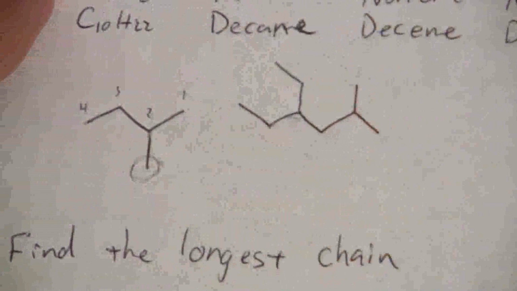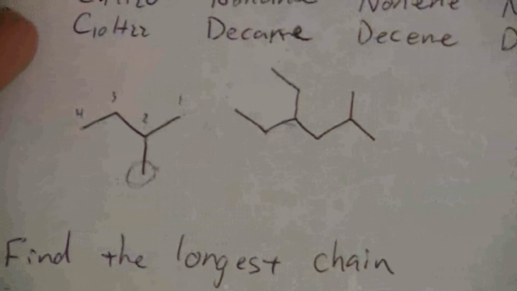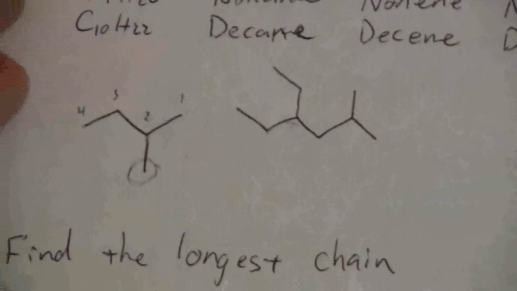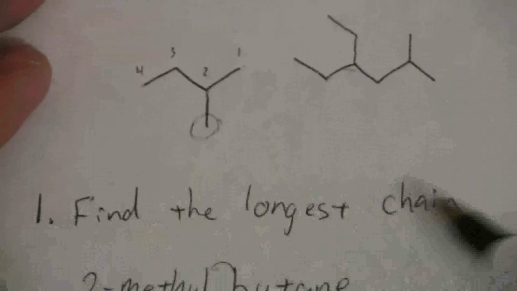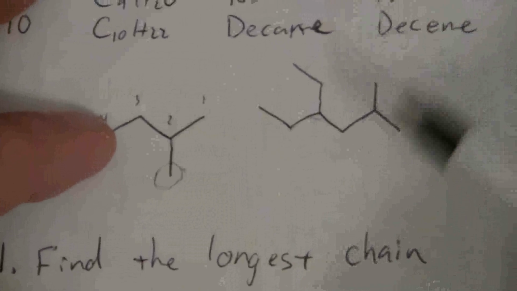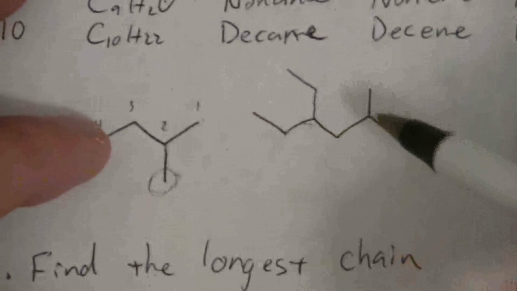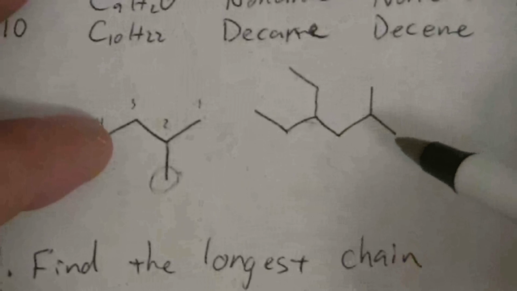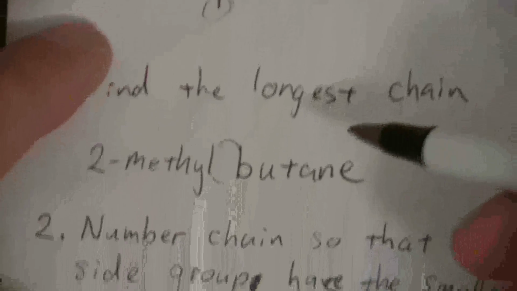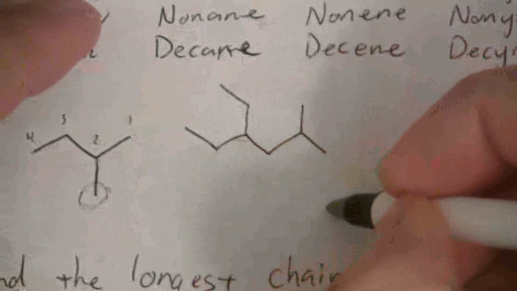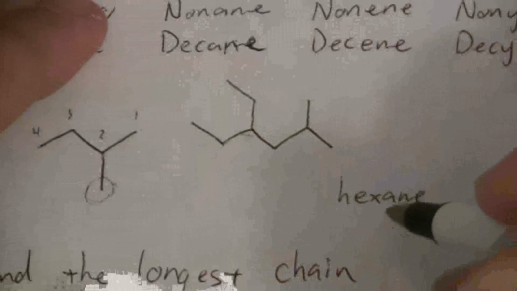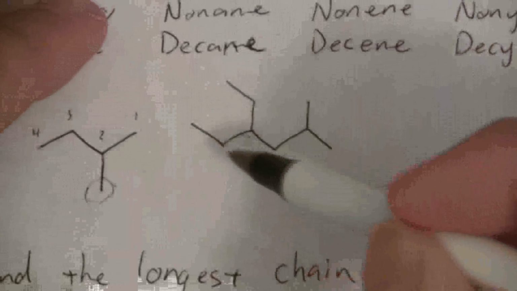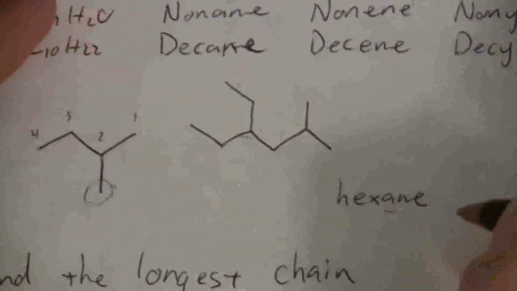Okay, let's say I have a molecule like this. What's the name of this? First, I find the longest chain. So 1, 2, 3, 4, 5, 6. That's going to be a hexane. So my base name is hexane. Again, it's an alkane, all single bonds, so it's a hexane.